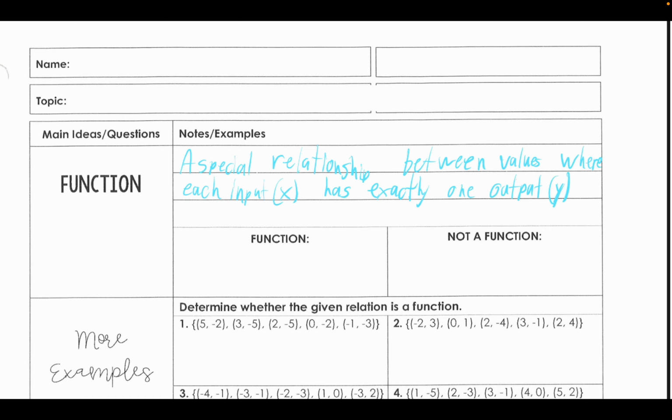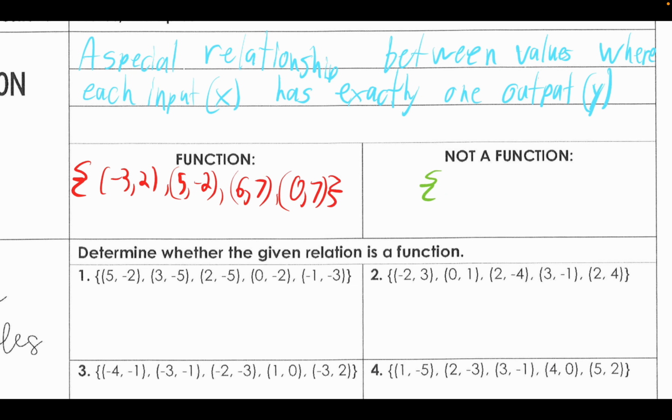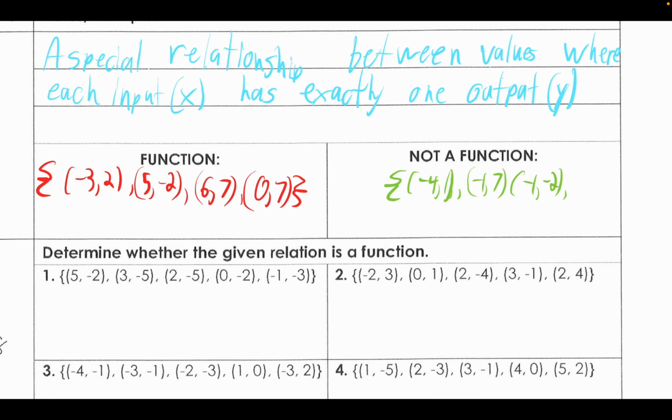I'll list some ordered pairs here so we can see an example versus a non-example. An example of a set of ordered pairs, or relation, that would be a function would be (-3, 2), (5, -2), (6, 7), and (0, 7). There's a million different things that could be functions and a million different things that could not be functions, but I'm just listing one of each here. So then a non-function would be like this, for example: (-4, 1), (-1, 7), (-1, -2), and (5, 6).